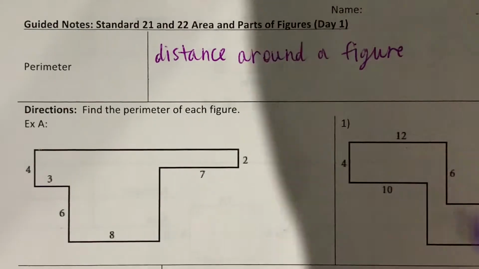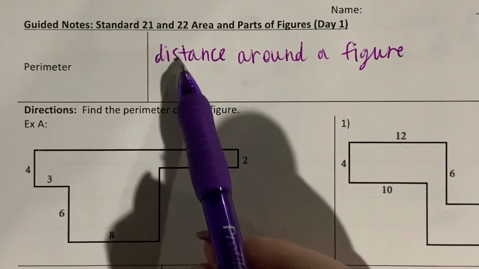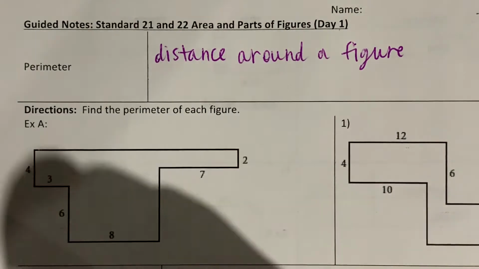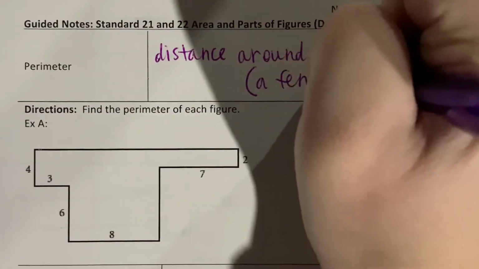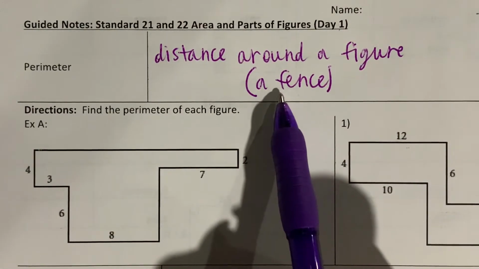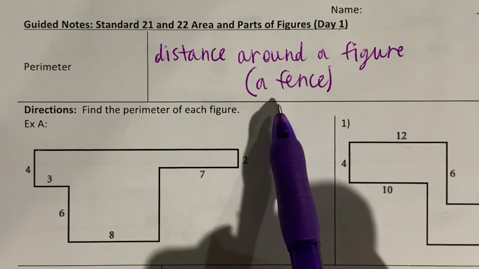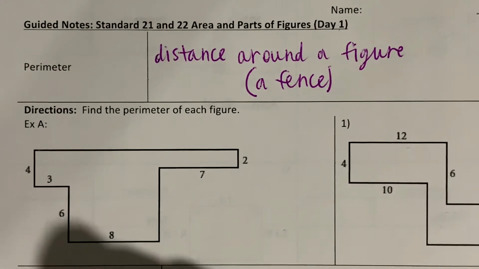And when I think of perimeter, I like to think of my backyard, and let's say I want to go around the perimeter or consider the distance around my backyard. This would be as if I was building a fence. So I like to think of perimeter as a fence. How much fencing would I need to go around my backyard to enclose the whole distance around so my dogs can't escape from my backyard?